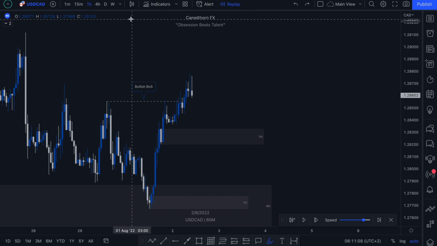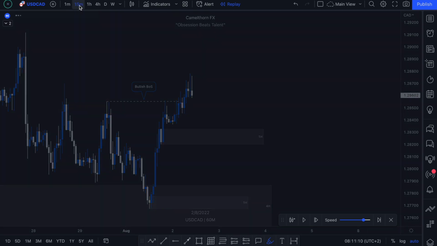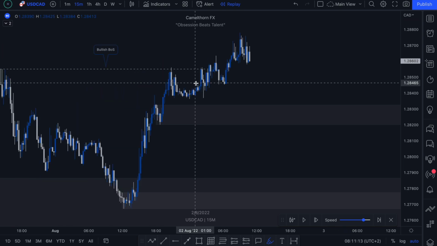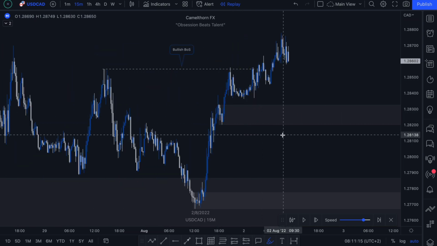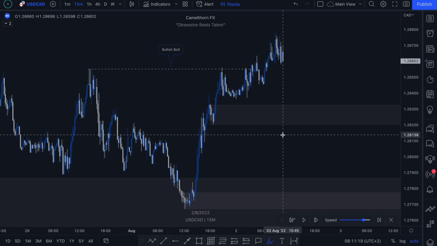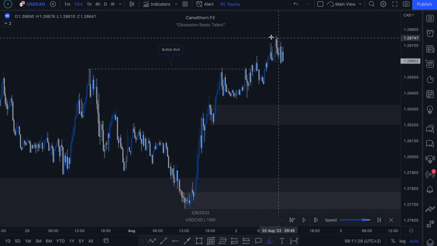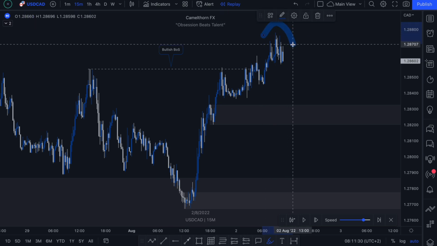What we now do is from the 1 hour, we drop down to that 15-minute, and we want to now start looking for a valid 15-minute change of character. All right, the way I trade it, if I'm looking at a 1 hour range, I like to look for a 15-minute change of character to confirm that new high for me.